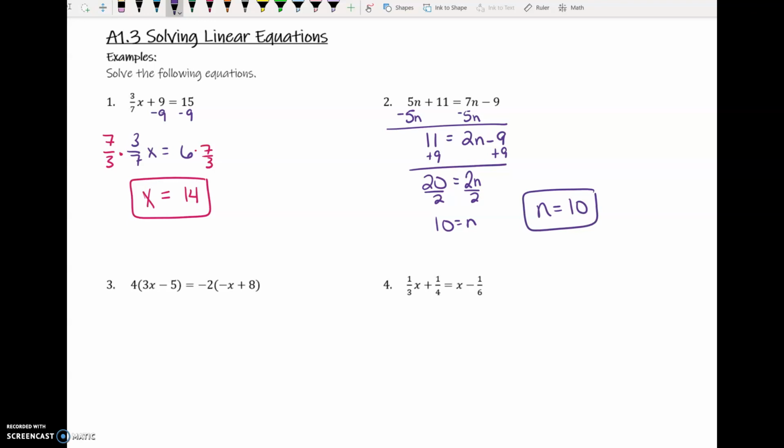Okay, in the next one, we are going to have to do some distribution before we do anything else. So we're going to distribute the 4 to get 12x minus 20, distribute the negative 2 to get positive 2x minus 16. Now it's just like number 2. So pause the video, finish this one on your own.